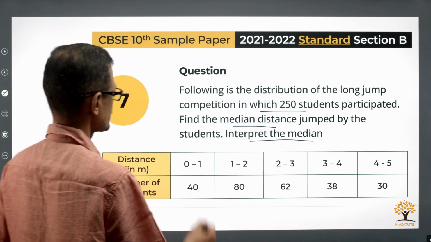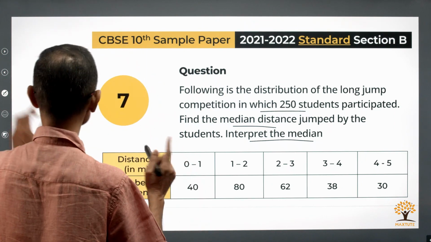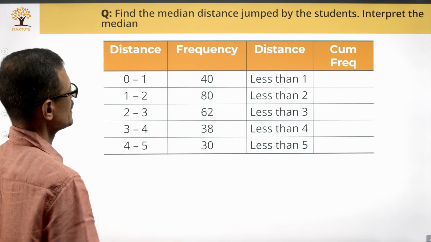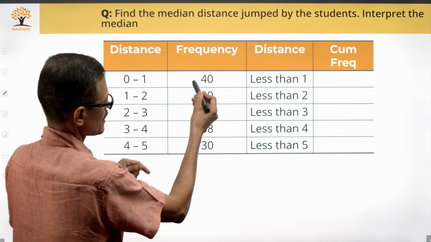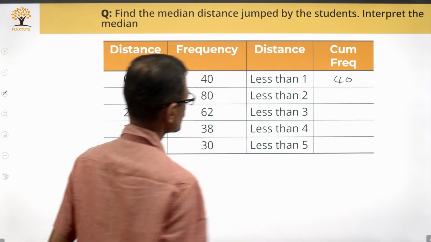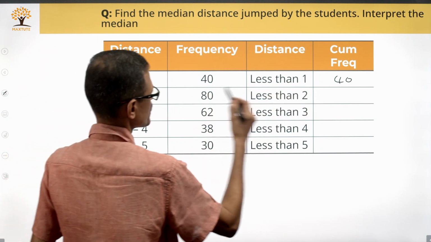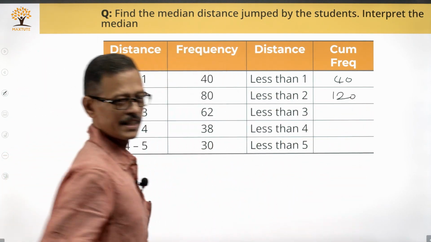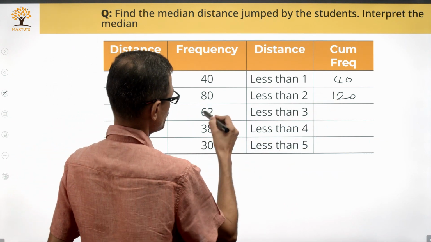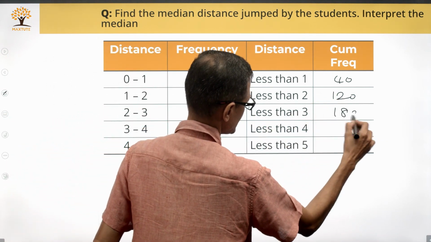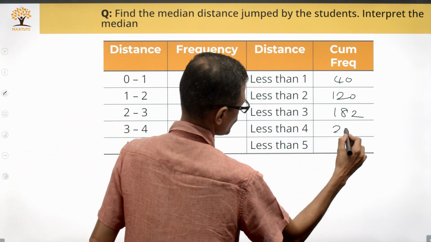Let's get started. Let's just convert this exclusive class table into a cumulative frequency table that is needed to compute the median, right? So converting it into a cumulative frequency. So 0 to 1, how many people are less than 1? That's going to be equal to 40. Less than 2 is all of these people are less than 2. So 40 plus 80, cumulative frequency up till this point is equal to 120. Less than 3 is all of them. So 120 plus 62, which is equal to 182. Less than 4 is 182 plus 38, which is 220.